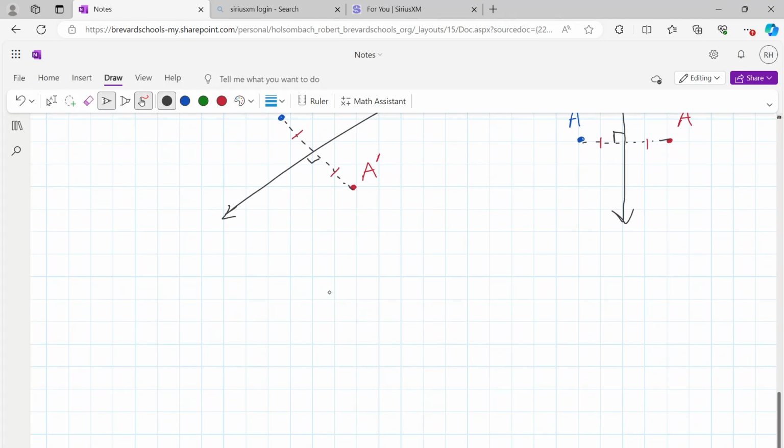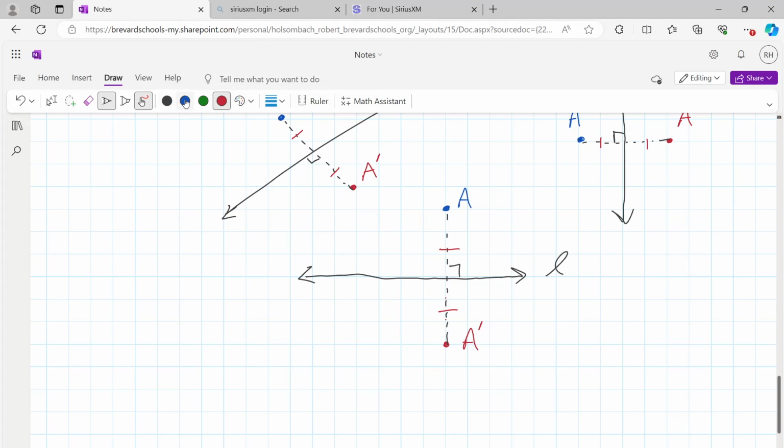If you're reflecting in a horizontal line, and our point A is, let's say it's 3 units above the line of reflection. Well, then the image is going to be 3 units below the line of reflection. And if you connected corresponding points, that segment is perpendicular to the line of reflection, and the points are the same distance from the line of reflection. Everybody okay with that? You're moving the point to the other side of the line, right?